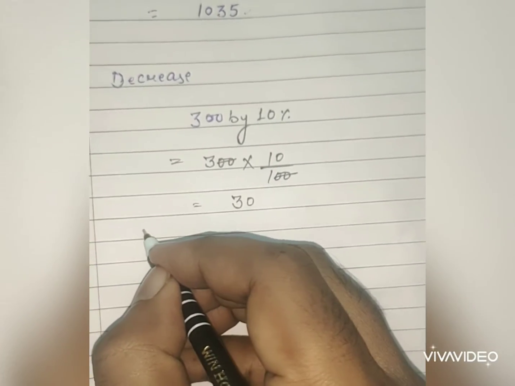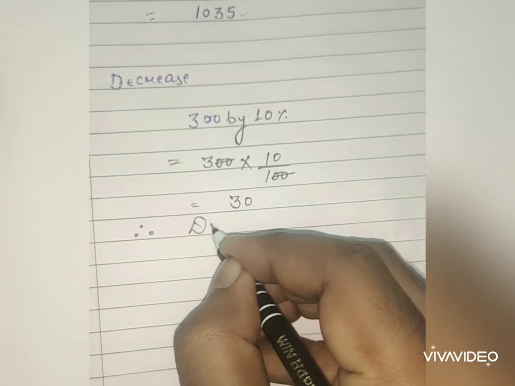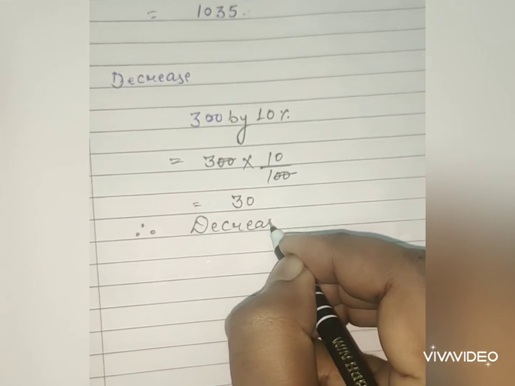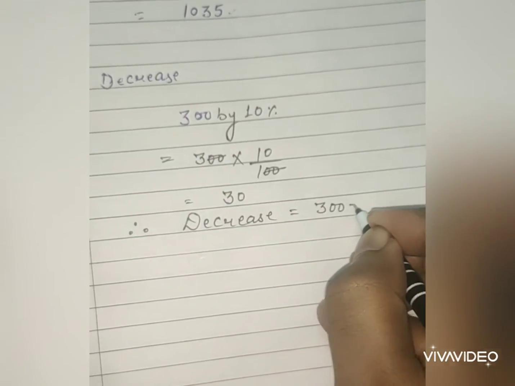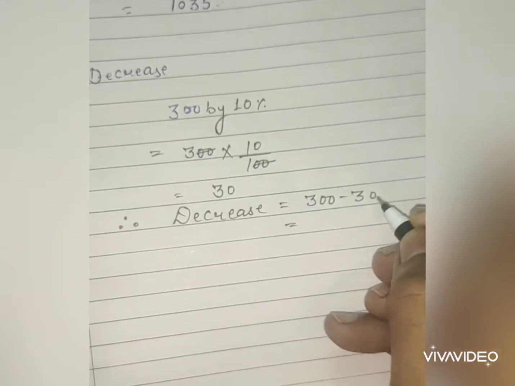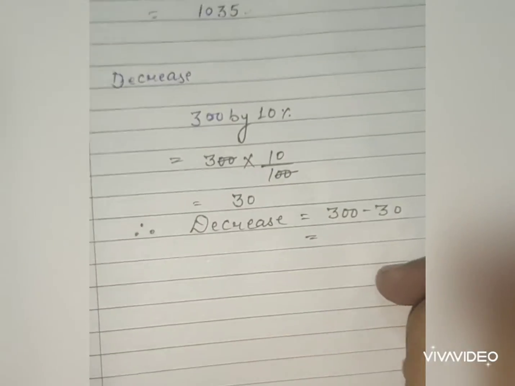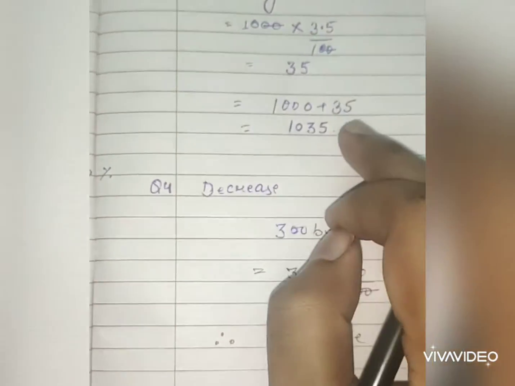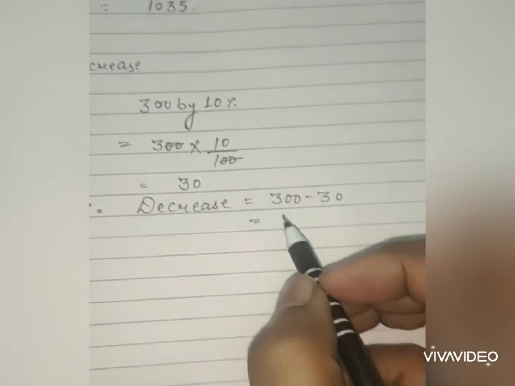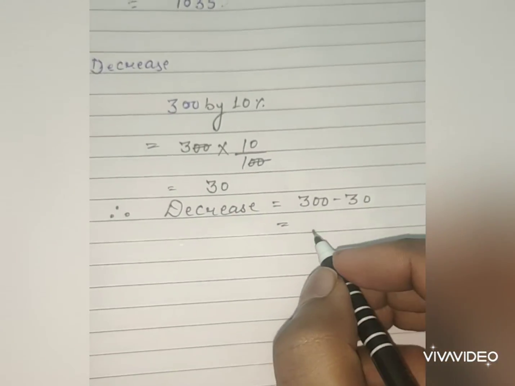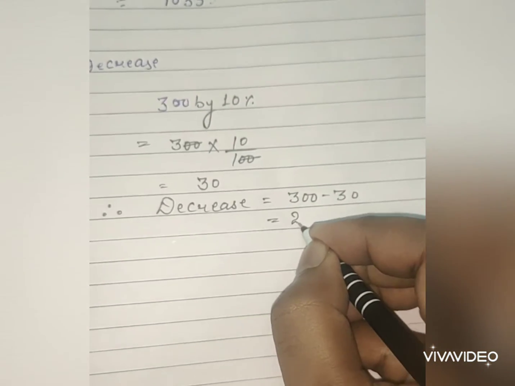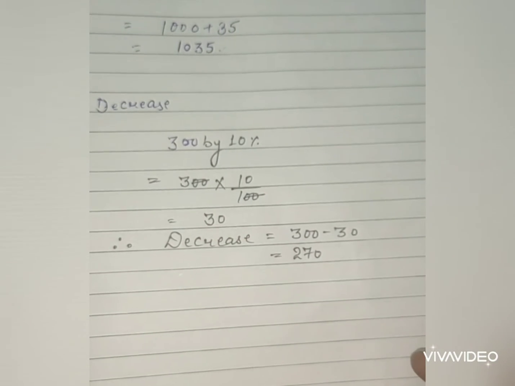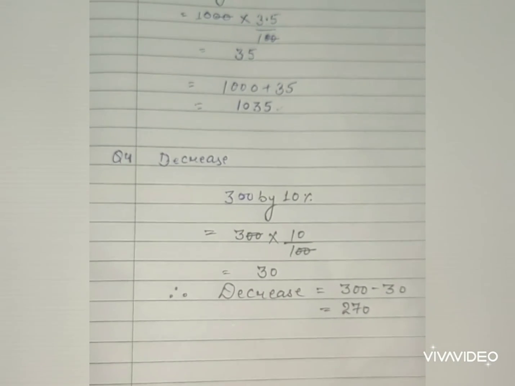So therefore decrease is equal to 300 minus 30. Okay, because here you have to decrease, and here we were increasing 1000 by 35. Clear? So we will subtract for decreasing. So 300 minus 30, that will be 270. I hope it is clear to you. Okay, let's see the next question.